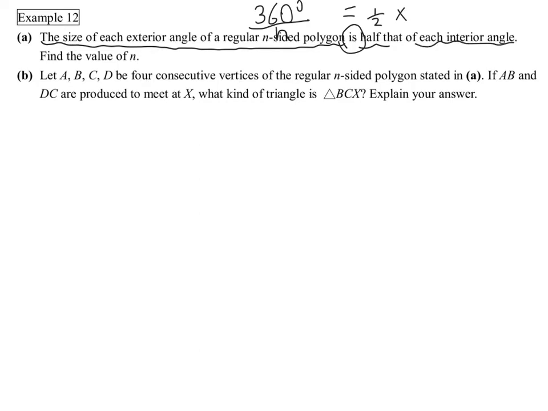Of each interior angle. So for the interior angle, you need to remember the equation is n minus 2 and then times 180 degrees. This is the angle sum of the polygon, and since it is an n-sided shape, you need to divide this value by n. So this is the equation you need.